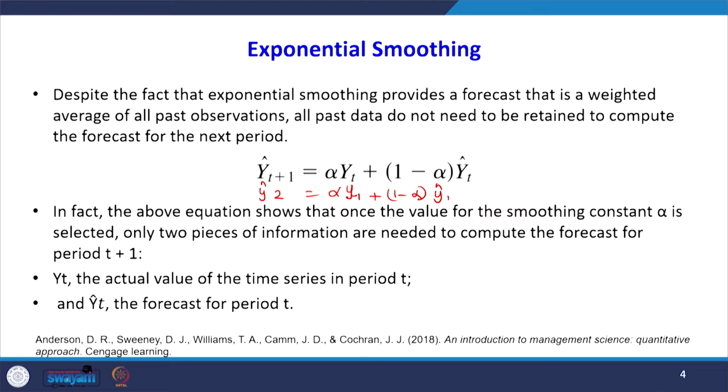In fact, the above equation shows that once the value of the smoothing constant alpha is selected, only two pieces of information are needed to compute the forecast for period t plus 1. What are the two pieces of information? Yt, the actual value of the time series in period t, and yt hat, the forecast for period t.